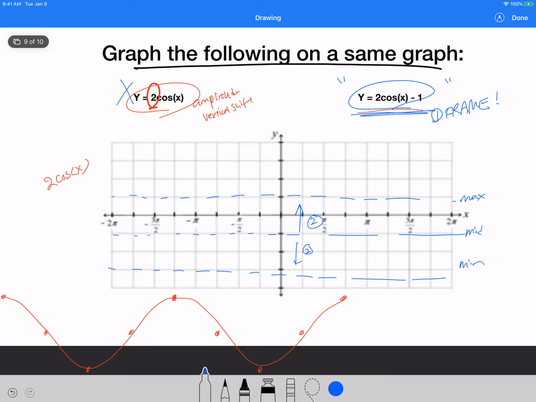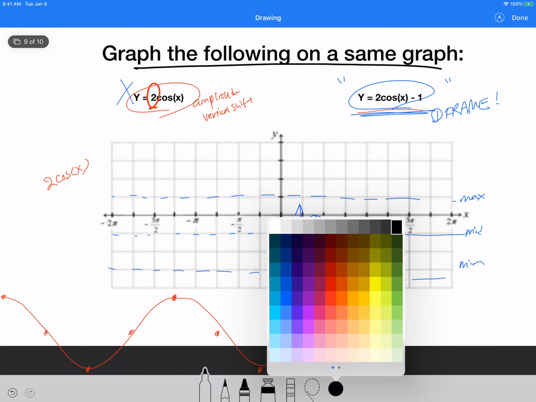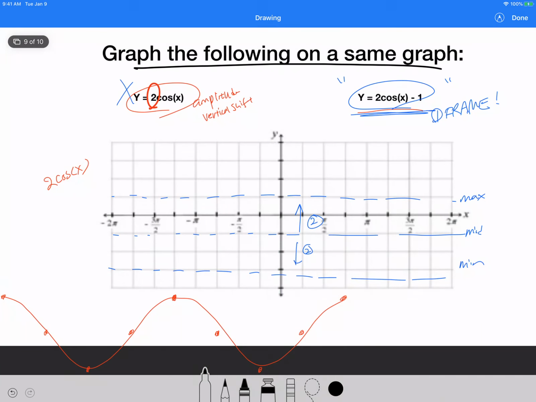Okay, so now I have the framework, and then I'm going to repeat the cycle of max, mid, min. So I start at the maximum for cosine, and at pi/2, right here, I go to mid, then go to min, mid, and then max. So I just plot those 5 points, keep on alternating, and then I am going to connect the dots.